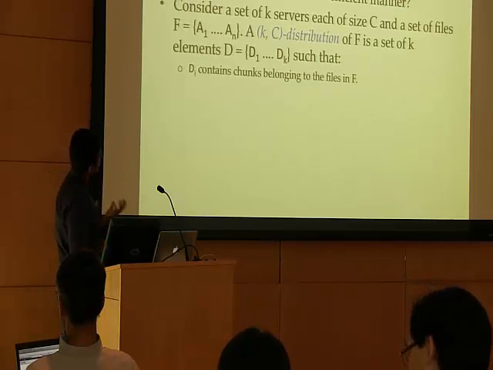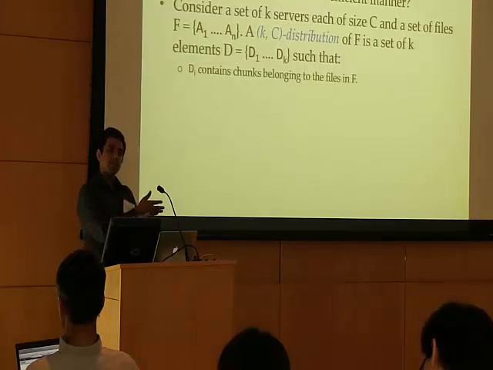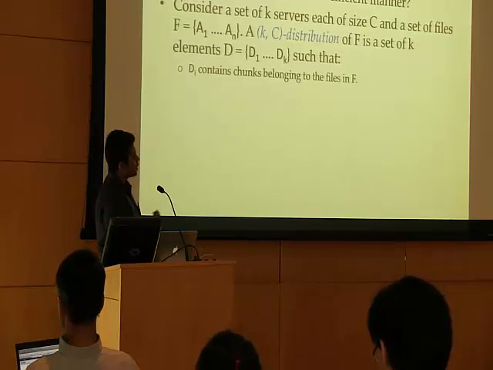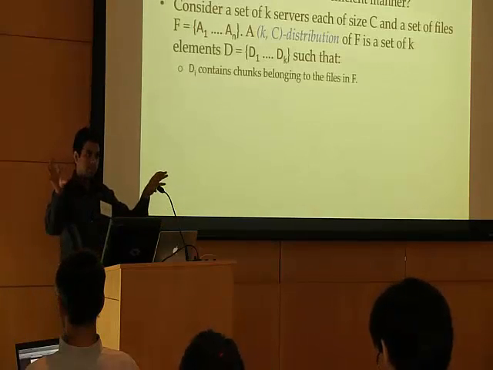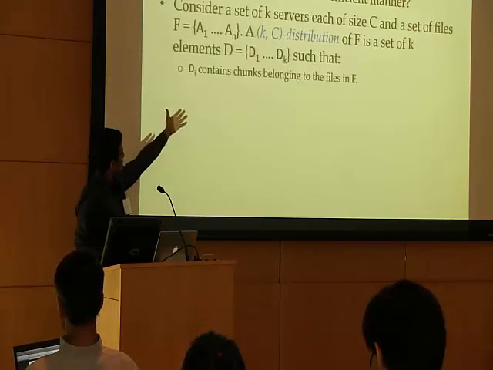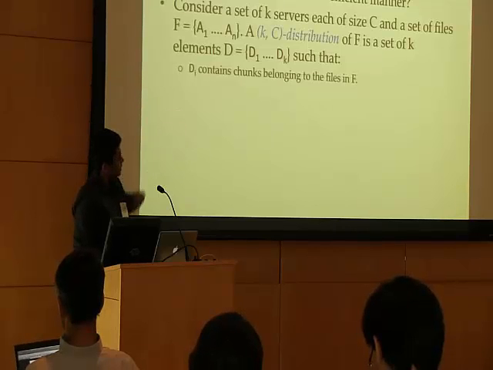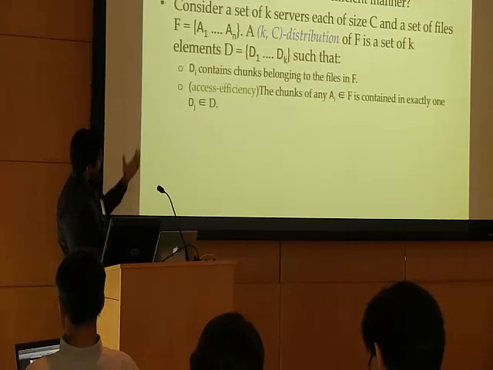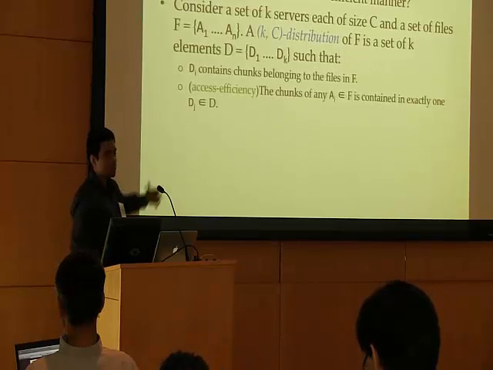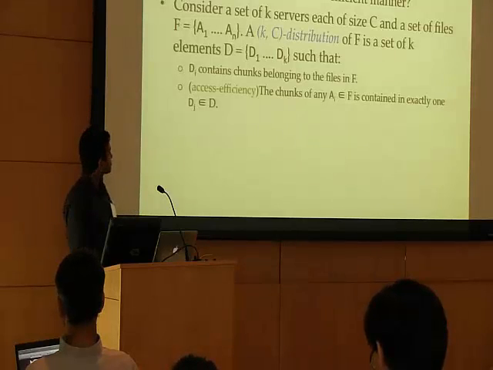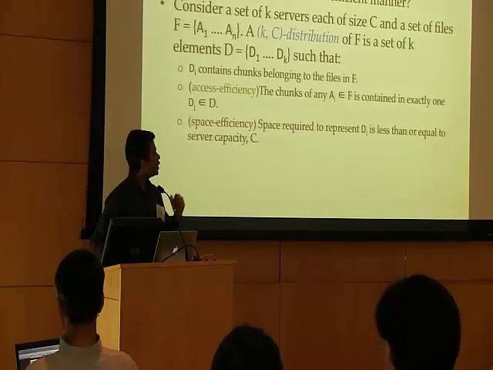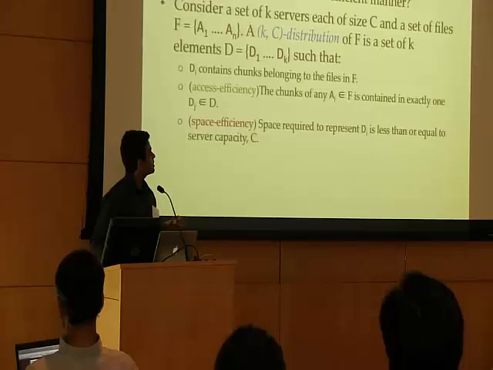To state it formally, given a set of N files and a set of servers with a size capacity associated with it, we want to come up with some distribution of the chunks among the files such that each element of that distribution should contain chunks belonging to the files in F. Access efficiency: the chunks of any file should be contained in exactly one of the elements. You can think of these elements as actually servers hosting the files. And of course, space efficiency. The space required to represent any of these elements should be less than or equal to the server capacity C.